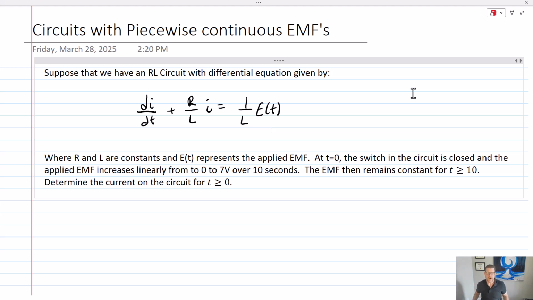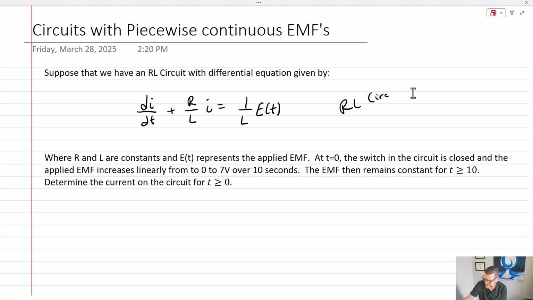So let's suppose that we have an RL circuit with a differential equation, and this is pretty standard: di/dt plus R over L times i equals 1 over L times E of t. So this is an RL circuit, that is, it has no capacitance. R and L are constants, and E of t represents the applied EMF. At t equals 0, we switch the circuit on, and it's closed, and the applied EMF increases linearly from 0 to 7 volts over 10 seconds. The EMF then remains constant at 7 volts for t greater than or equal to 10. We want to determine the current on the circuit for t greater than or equal to 10.